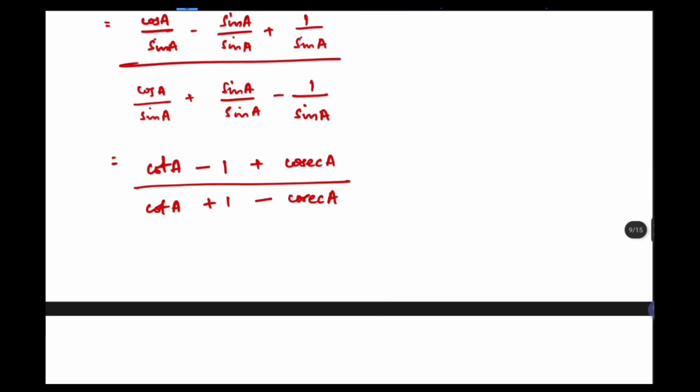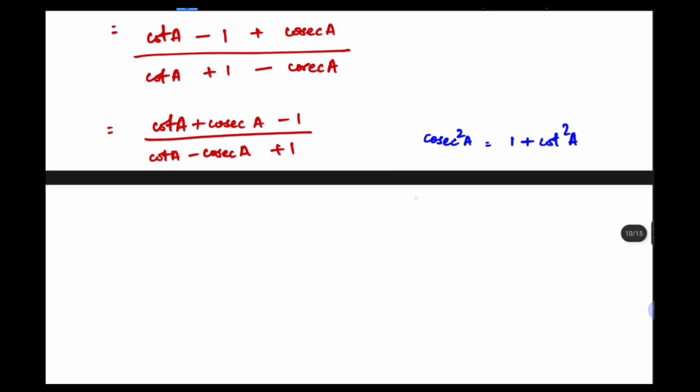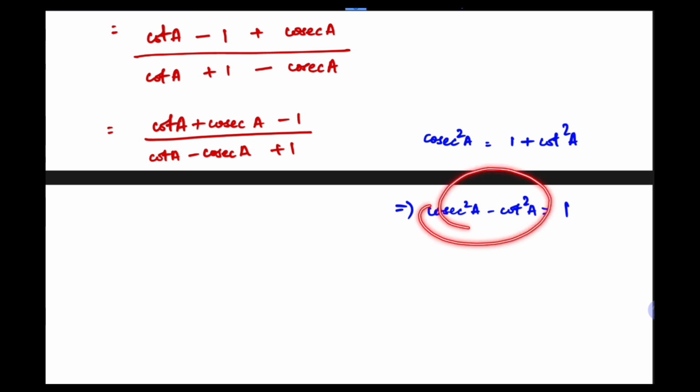Rearranging the terms, let's write it as cot A plus cosecant A minus 1, divided by cot A minus cosecant A plus 1. They have given the identity cosecant square A is equal to 1 plus cot square A. We can also write this identity as cosecant square A minus cot square A is equal to 1.